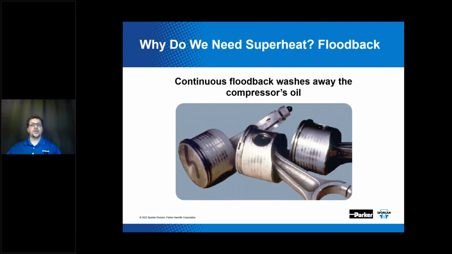The other reason you need superheat is to protect the compressor and to avoid flood back. So I look at superheat as an insurance policy. By having some superheat, you're ensuring that you're sending vapor back to the compressor and not liquid, because sending liquid or having continuous flood back will wash away the lubricant from the compressor and result in premature wear or damage.